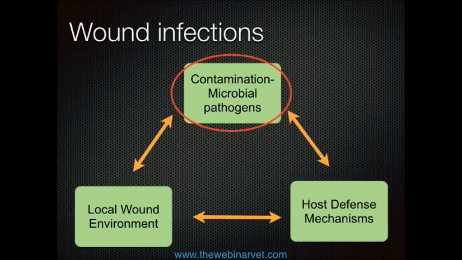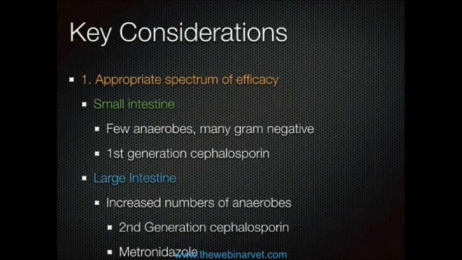The key considerations when we're using perioperative antimicrobials, there's really three things. The first thing is that we choose an antibiotic that has an appropriate spectrum of efficacy. And what that means specifically for the intestine, when we look at the small intestine, there's relatively few anaerobes, but there are gram-negative bacteria. So something like a first-generation cephalosporin is appropriate. We commonly use cefalexin. We use it for basically every surgery that we do. It's relatively safe. It's relatively cheap. It has good broad spectrum of activity, especially when we're looking at the small intestine.